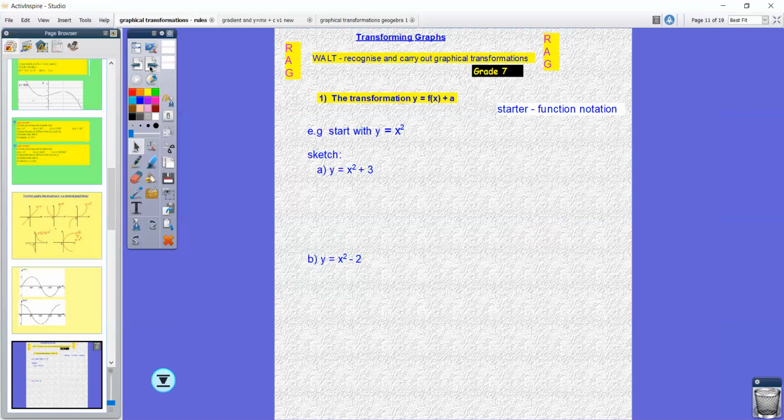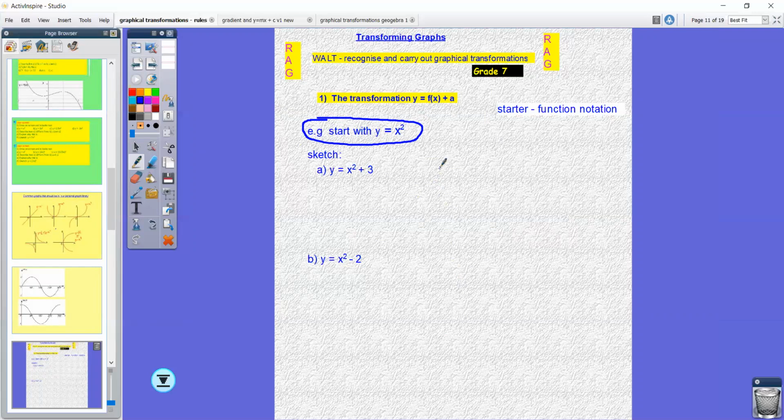Okay, right, so the first one, y equals f of x plus a. And I'll give an example here. So really getting them to understand, first of all, what f of x is in this case. So what's the base graph? Well, the base graph is y equals x squared. And I'm encouraging them to see that straight away.